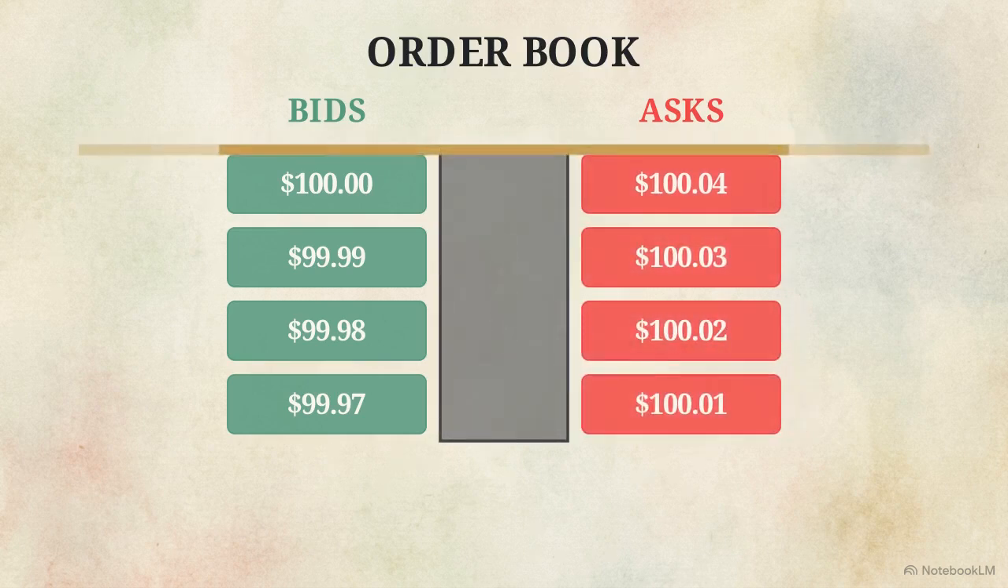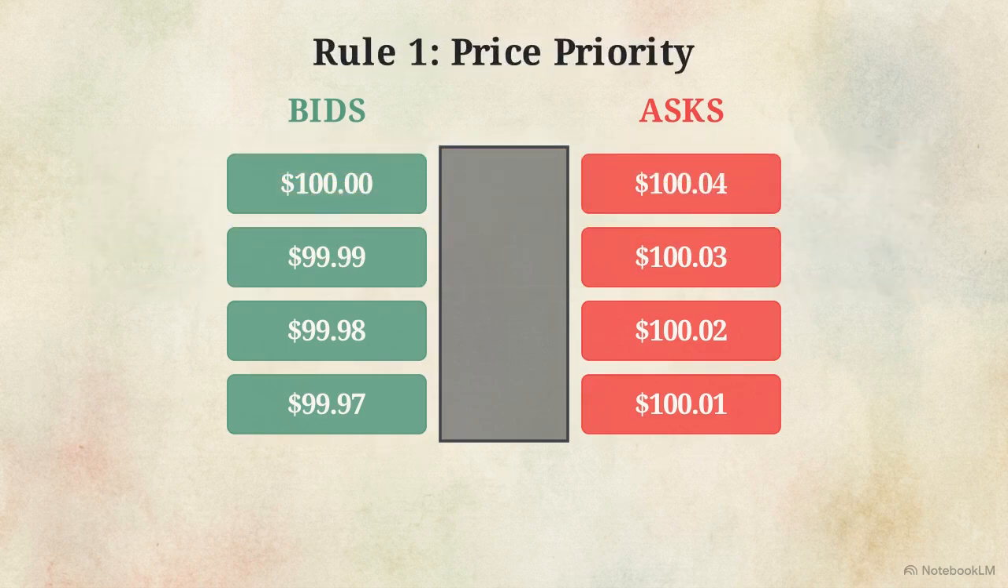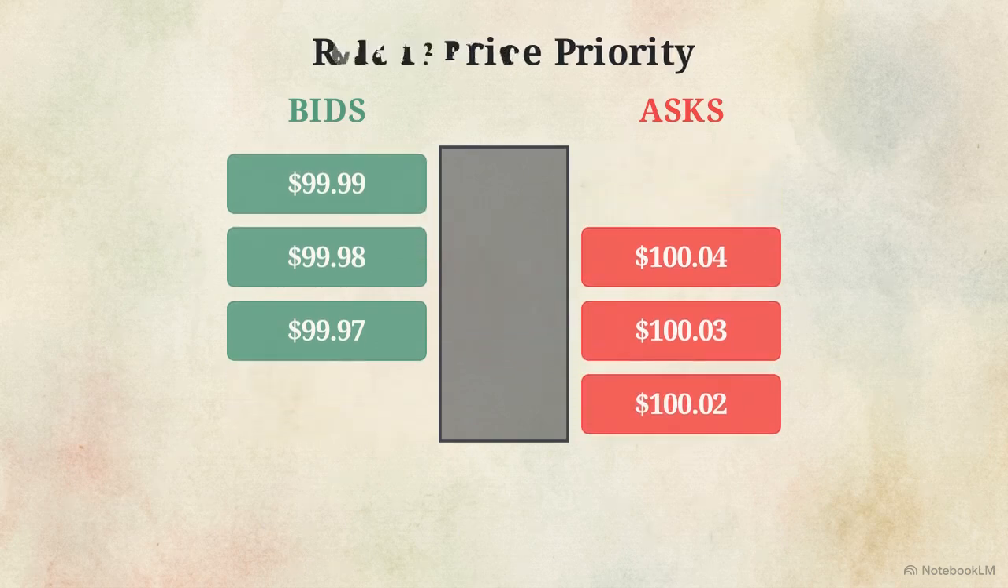Operating behind this book is the exchange's matching engine. It is a completely blind, automated coordination system that constantly scans these incoming orders for a point of agreement. The engine follows strict rules. The first is price priority. The highest bid and the lowest ask always win the execution. When those two prices finally overlap, a trade occurs.